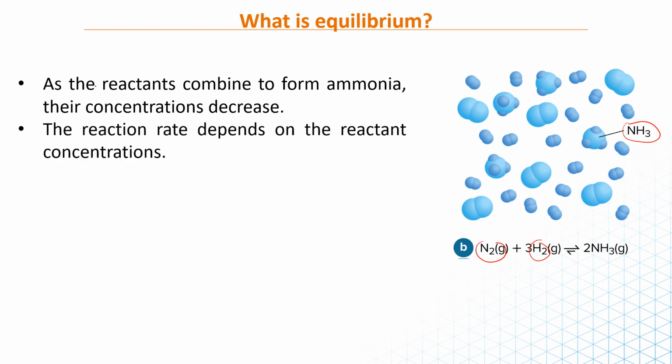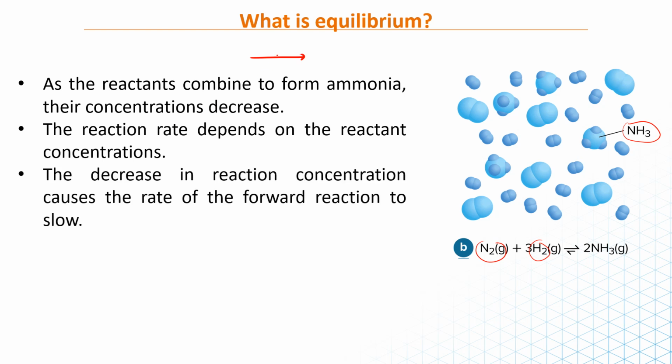Okay. The reaction rate depends on the reactant concentrations. يعني the speed of the forward reaction depends on the concentrations. And you remember that كل ما زاد concentration of the reactants زادت speed. But now we are using N2 and H2. احنا قاعدين نستخدم ال N2 وال H2. فالspeed of the forward reaction is decreasing. The reaction is becoming slower.